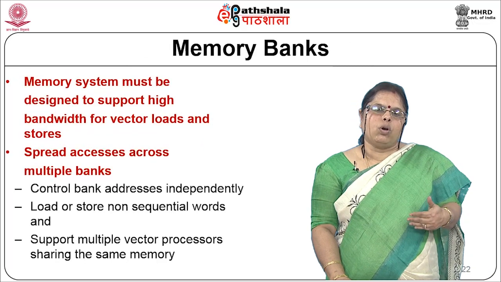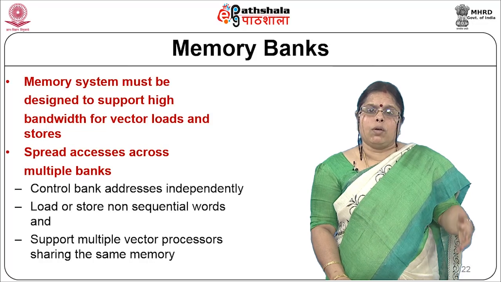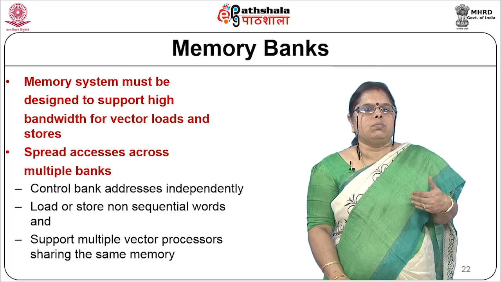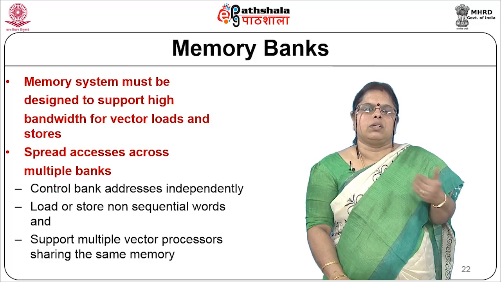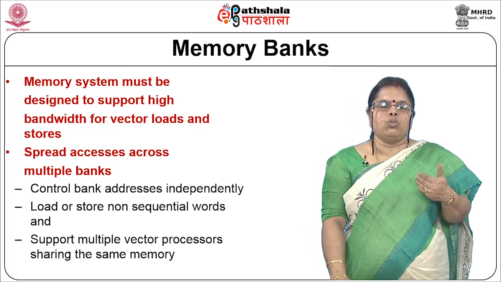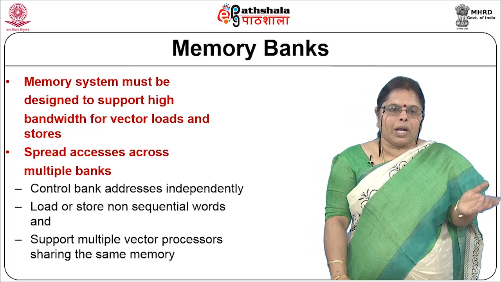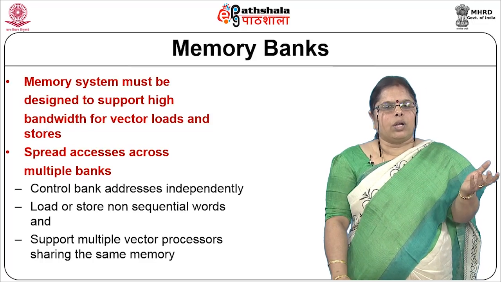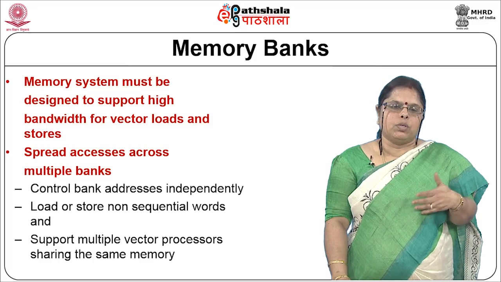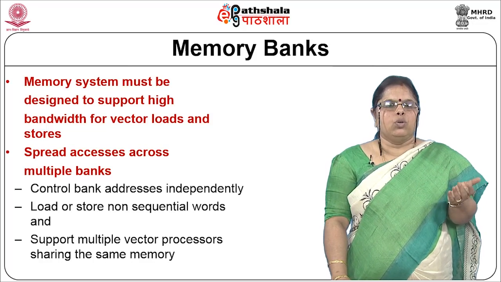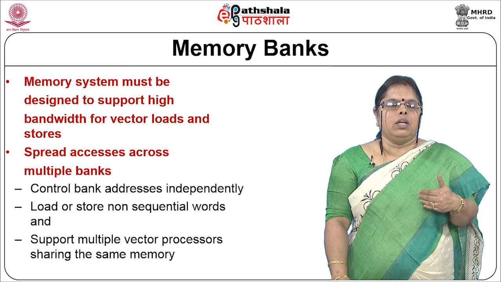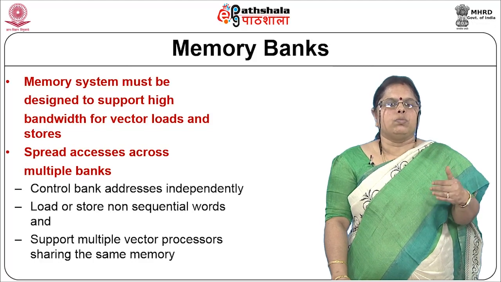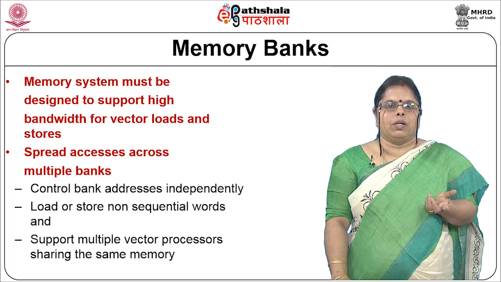The other one is how to optimize your memory accesses, because you will have to transfer a lot of data from memory when you are looking at vector architectures. So, the memory system must be designed to support the high bandwidth that is required for vector loads and stores. You basically have to spread the access across multiple banks. We have already discussed the concept of banking, and you try to spread the accesses across multiple banks because it will allow us to do parallel accesses. So, you control the bank addresses independently, and this will allow you to load or store non-sequential words, and it supports multiple vector processes sharing the same memory.